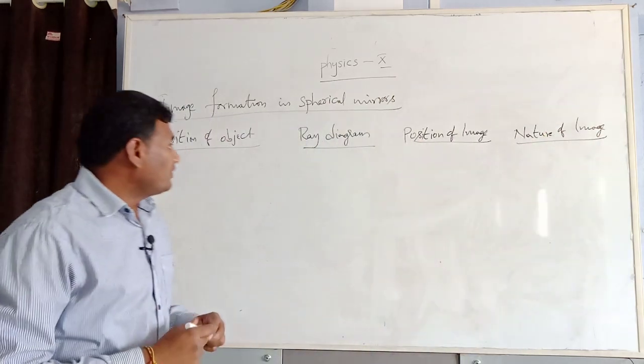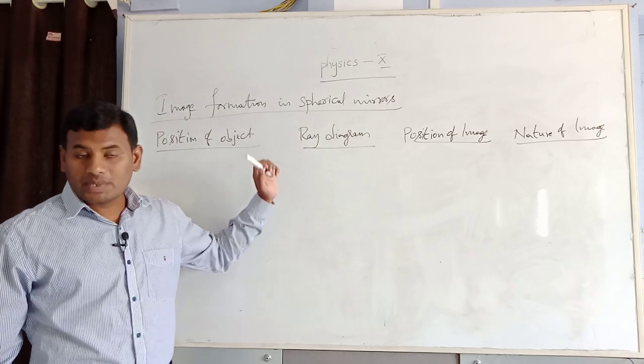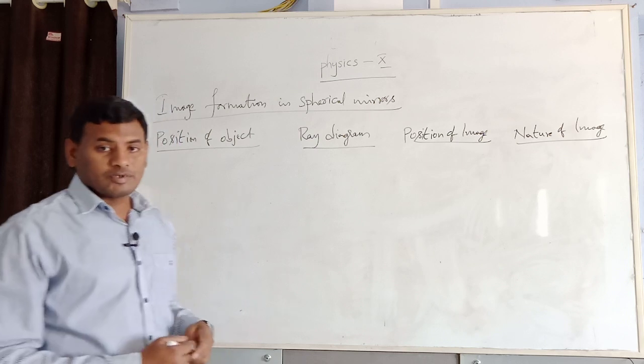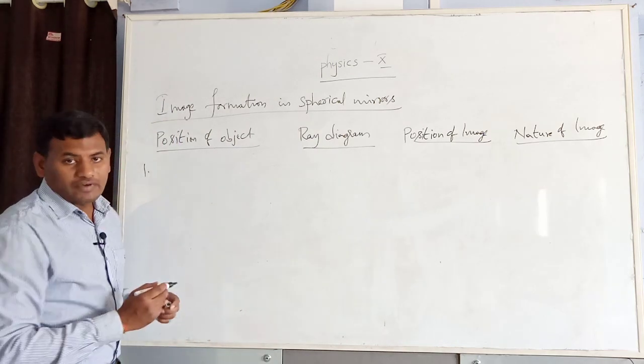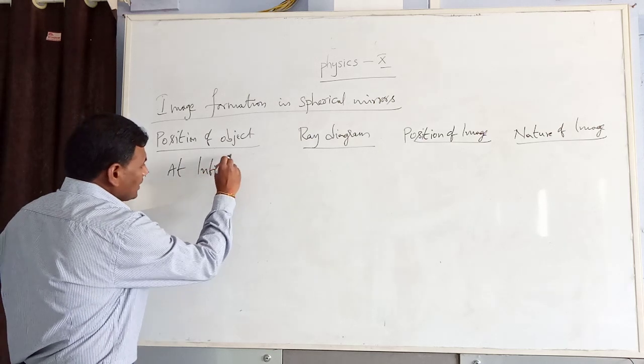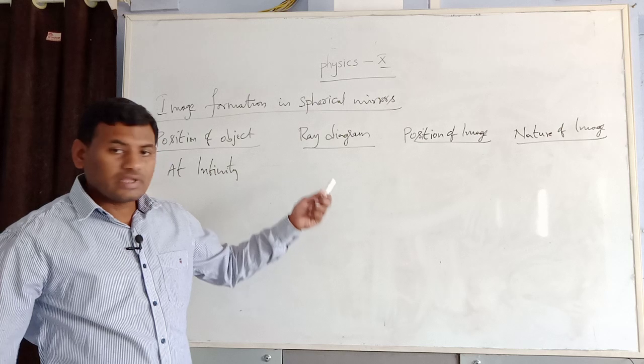So we will see the characteristics of the image that is formed with the help of spherical mirrors when the position of the object is changing. That is, let us see the first position of the object. First one is at infinite distance. When we keep an object at infinite distance, how will the image be formed?